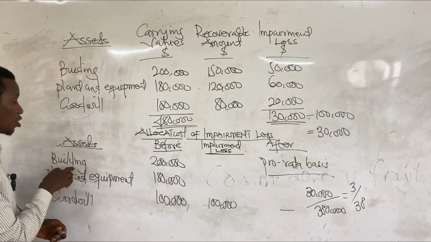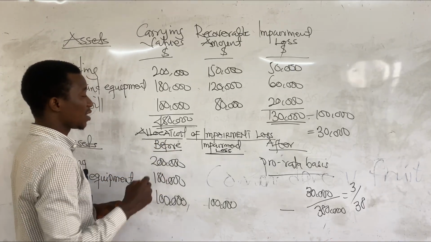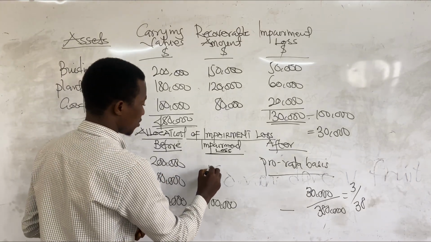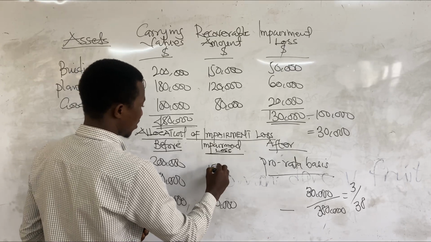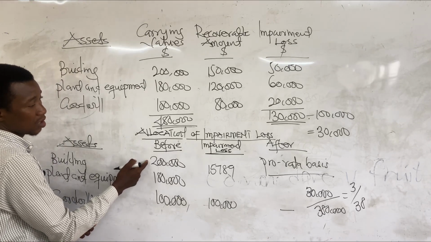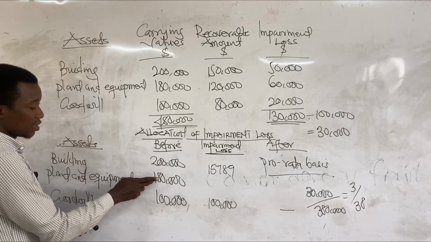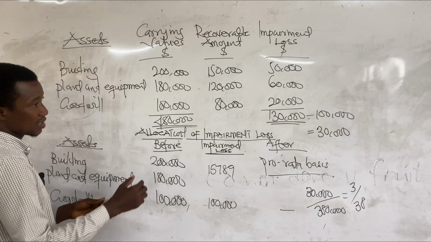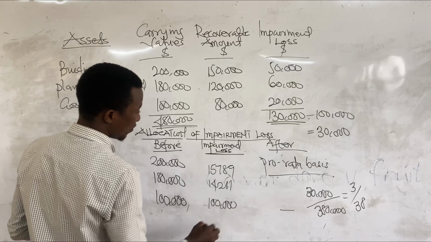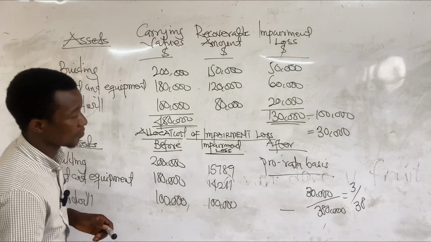So we use this ratio to do the allocation. To get an impairment loss for building, we apply the fraction, that is 3 over 38 multiplied by the value of the building to get an impairment loss. And this will give us 15,798 when we multiply 3 out of 38 to this amount. When we multiply the 3 out of 38 to the plant and equipment value, we will get 14,211. So this is how we do the allocation. We do that on a pro rata basis. Very good.